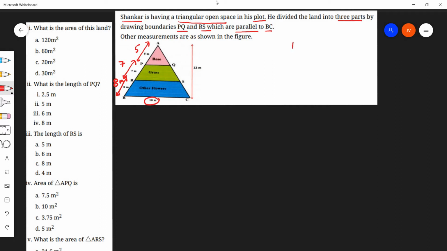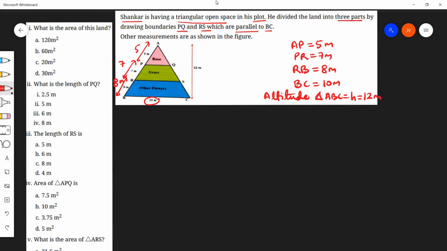So I'm just writing here clearly. AP is 5 meters, PR is 7 meters, and RB is 8 meters, and base of the triangle BC is 10 meters. Along with that, altitude of the triangle ABC, we can call it H at certain point of time, as 12 meters. So this is the case study. With this information, we have to answer 5 bits, where you have to choose any 4. We'll answer all the 5 bits. So let us answer all the bits.